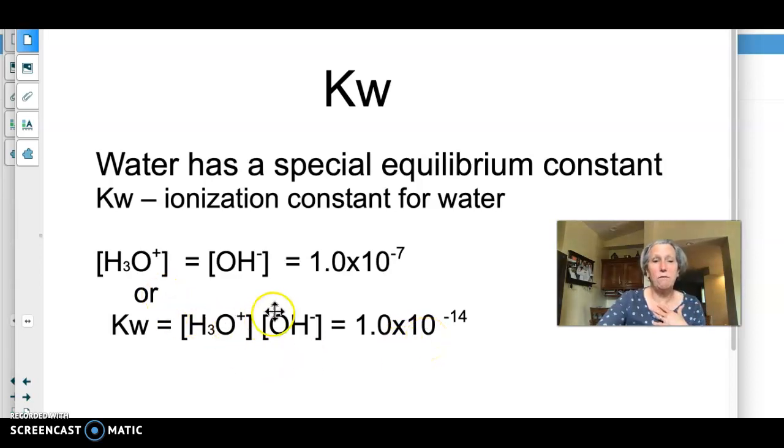So when these two values are equal, they have to each have a value of 1 times 10 to the negative 7. That might give you a little clue about something we're going to learn in the next lesson about pH. This is the reason why the pH of water is 7: its hydrogen ion concentration is 1 times 10 to the negative 7. But we'll talk more about that tomorrow.